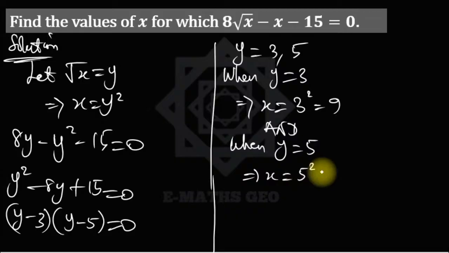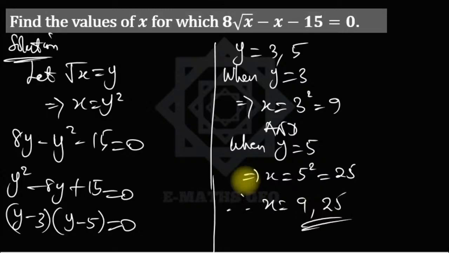Now 5 squared is 25. So the answers are 9 or 25. So that's the answer. Thank you.